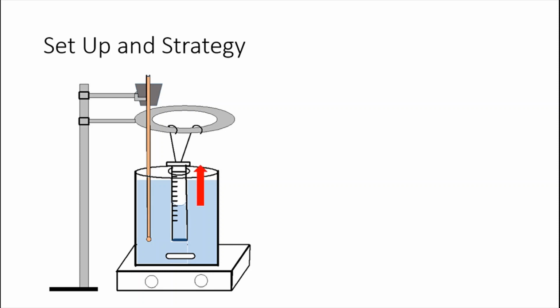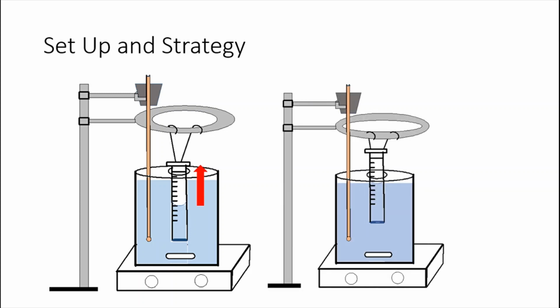Don't forget that before we take any readings, you were supposed to slide the cylinder up and therefore equalize the level of water inside and outside, because when they are at the same level, we can say that the pressure on the inside is the same as the pressure on the outside, which is the one that we can measure using a barometer.